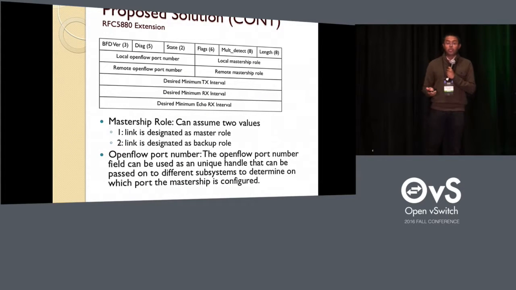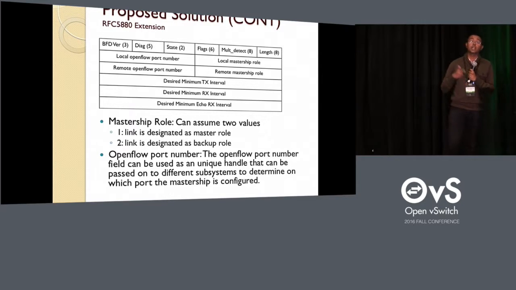To extend this solution, we have reused the my discriminator and your discriminator fields to contain something called the mastership role. 1 indicates it is master and 2 indicates it is backup, and we also send the upper 16 bits to give the OpenFlow port number itself, so that on the other side we know which port has actually failed.